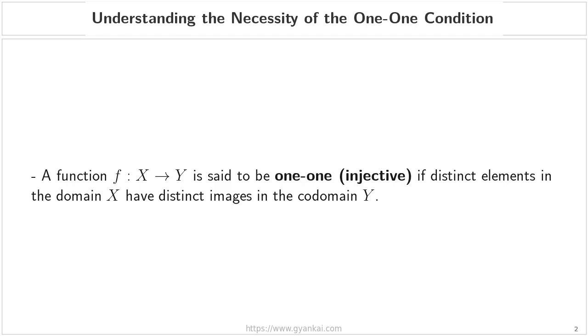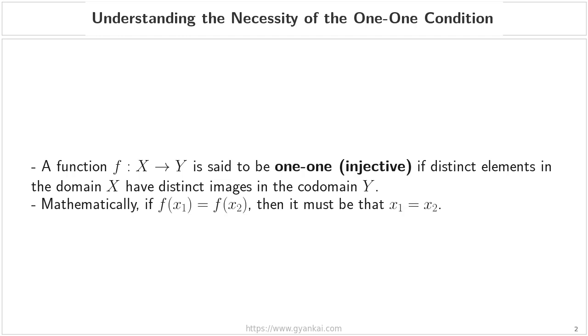In simpler terms, this means that no two different inputs should ever produce the same output. To express this mathematically, we say that if f(x1) equals f(x2), then it must be the case that x1 is equal to x2. This ensures a strict one-to-one pairing between the two sets.